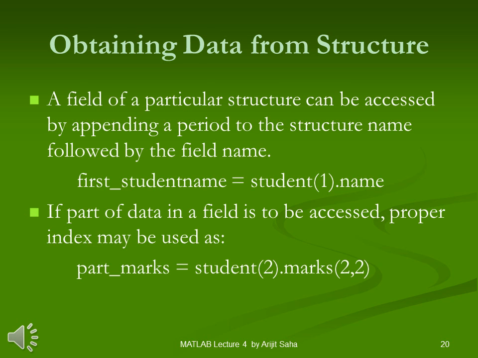How to obtain data from a structure? A field of a particular structure can be accessed by appending a period to the structure name followed by the field name. First_student_name equal to student1.name. If part of the data in a field is to be accessed, proper index may be used, like part_marks equal to student2.marks(2,2). That means that particular mark will be accessed.